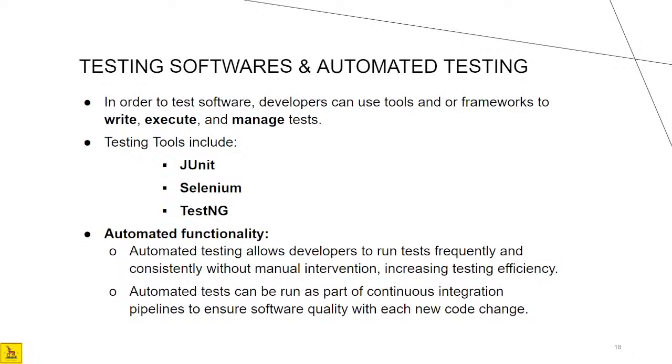Automated tests can be run as part of a continuous integration pipeline, or a CI pipeline, to ensure the software's quality with each new code change. We want to make sure our code is efficient, and we want to make sure our code is scalable, and automated testing can help us in providing that.